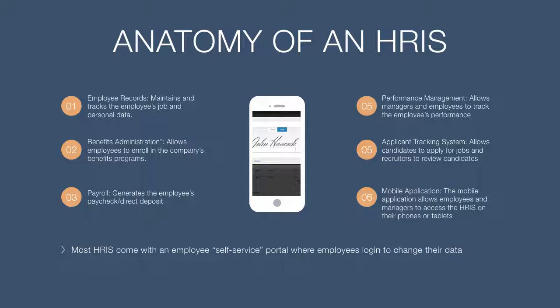And again, most HRIS systems come with the self-service portal. That's basically when an employee is able to log in and see their information, and they can update their marital status and all of that. When we talk about the employee self-service portal, that's what we're talking about when an employee actually logs into the system.